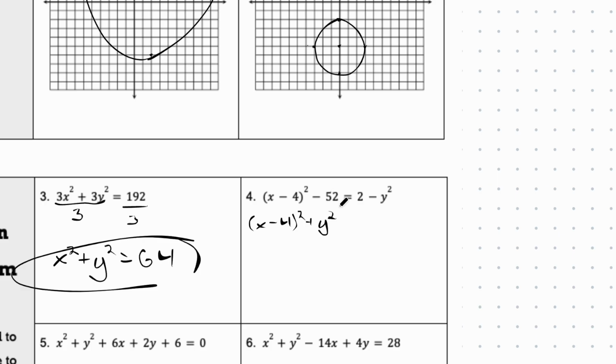And at the same time, hopefully you're comfortable with this, I'm going to add 52 to both sides. And so by adding 52 to this side, I'm going to cancel out that 52. And I'm going to get 52 plus 2, which is 54. And that should give us our correct answer.